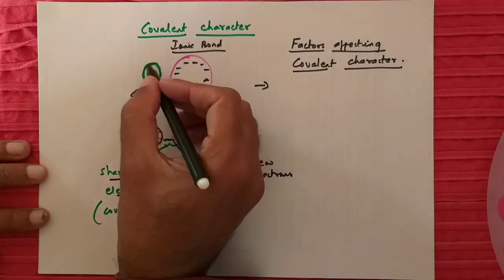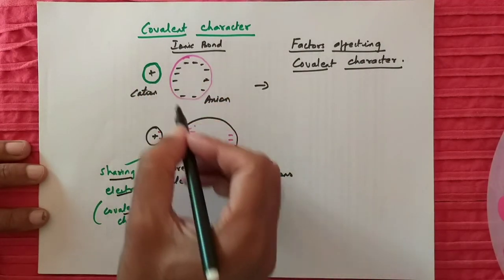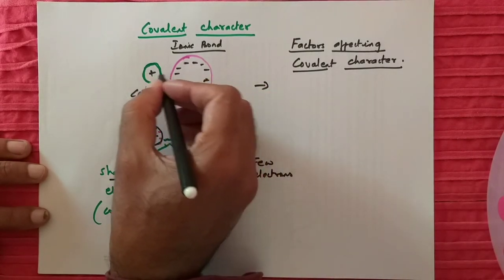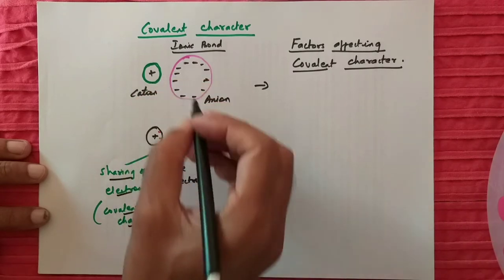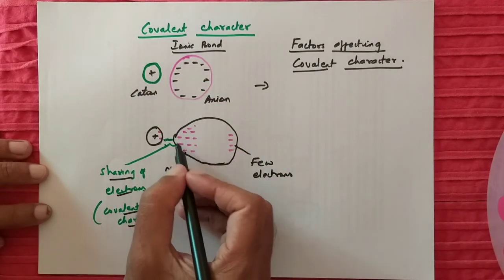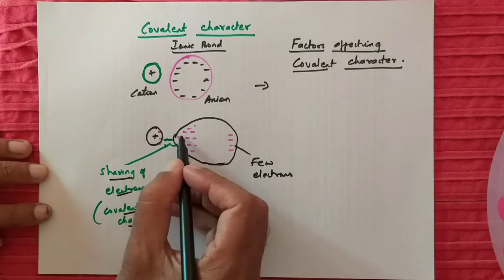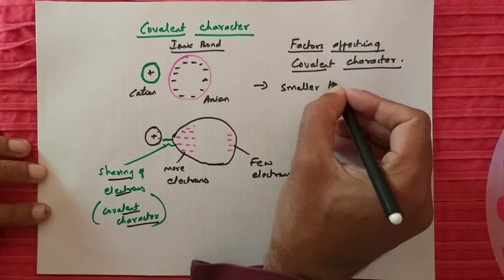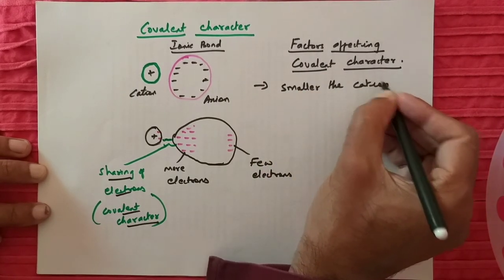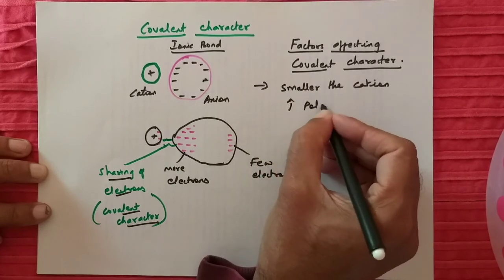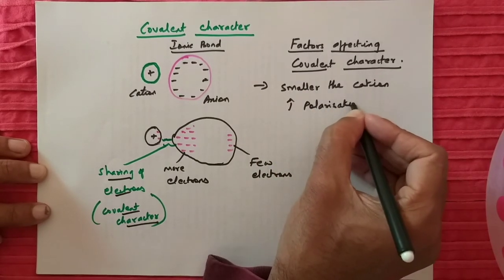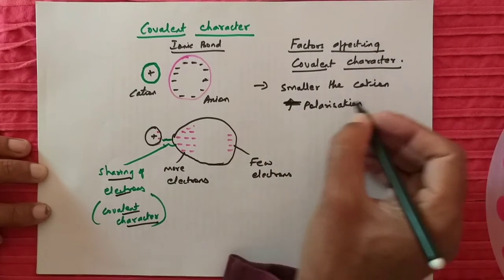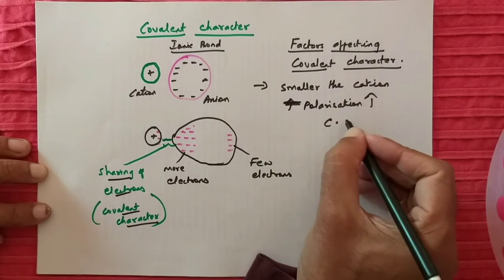When the cation is small, it will pull the maximum electrons to one side of the anion. When the cation is small, the distance is small, the force of attraction will be more, and it will pull the electrons towards one end, so more electrons will be present there and more sharing will take place. So I can write: smaller the cation, greater will be the polarization. Smaller the cation, polarization will increase and covalent character will increase.